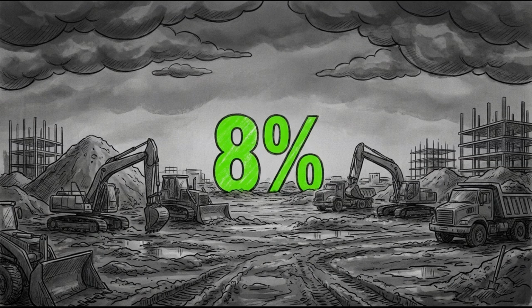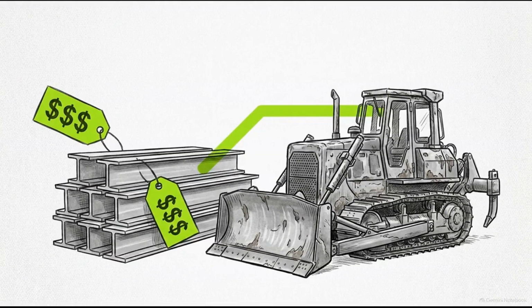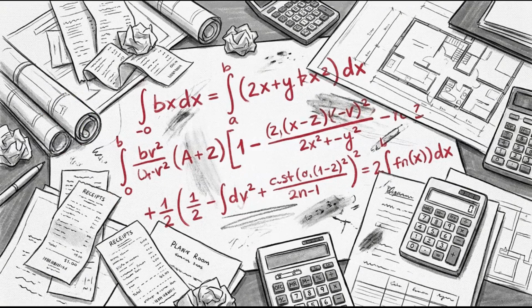Industry veterans target an 8% net profit, the threshold required to absorb unforeseen weather delays and material spikes, while still generating the capital needed to replace aging machinery. If a company fails to accurately isolate and define these three specific variables, pricing a project mathematically becomes impossible.